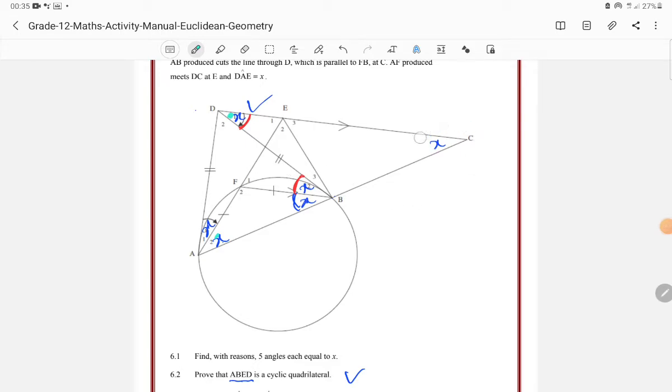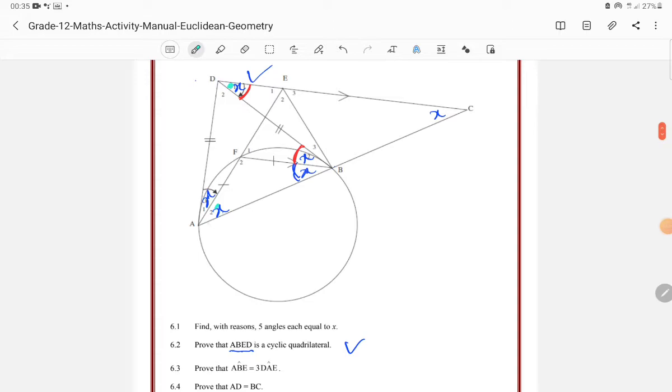ABE, which is this angle, is equal to 3DAE. DAE is this angle, which is A1.